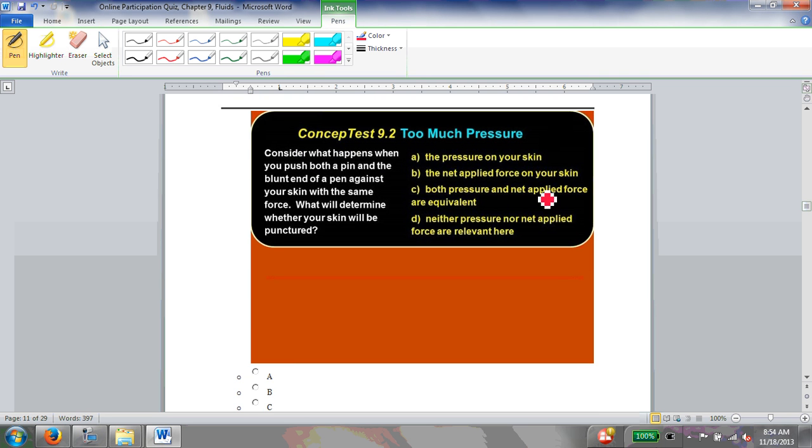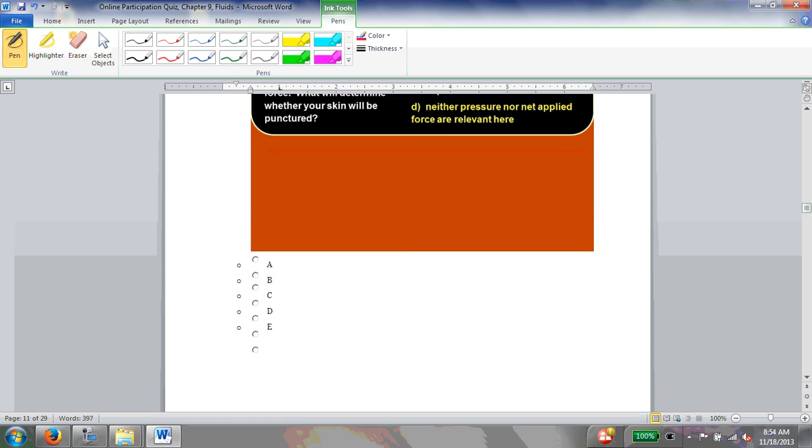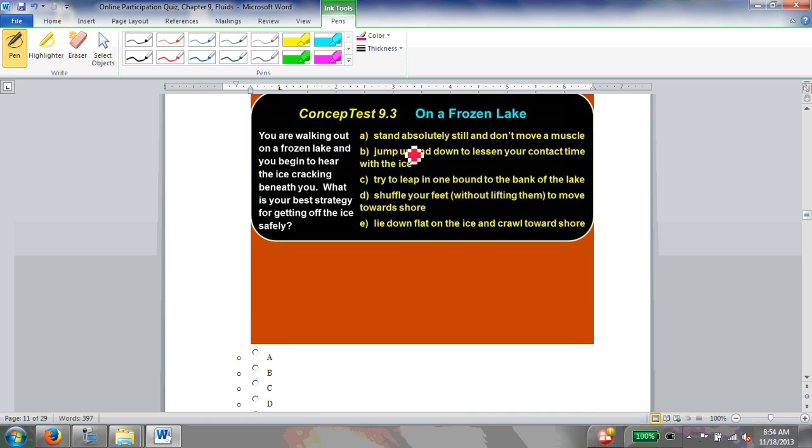Consider what happens when you push both the sharp end of a pin and the blunt end of a pin, like a push pin or a writing pen. What will determine whether your skin is punctured? The pressure is the relevant thing. You can push with the same force on both and not puncture your skin with a writing pen, but do with a push pin. It's because of the pressure; the area is a lot smaller.